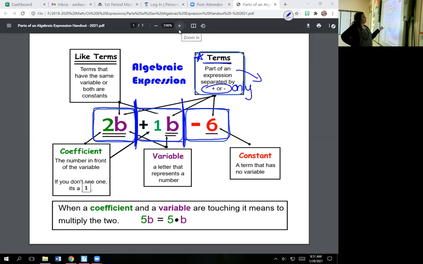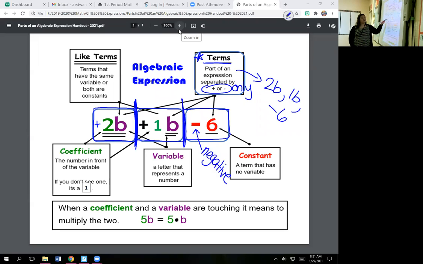So the terms in this expression, again, there could be 1, 2, 3, or many. You have 2b, which is in the first box, comma, 1b, comma, now pay attention, negative 6. I know you're like, oh, that's subtraction. Well, it is, but in algebra, it also could be a negative. So please make sure if you see a subtraction, that is part of that number, negative 6. And really, this is a positive 1b, and this is a positive 2b, but I don't have to write that. Okay, so those are what the terms are.